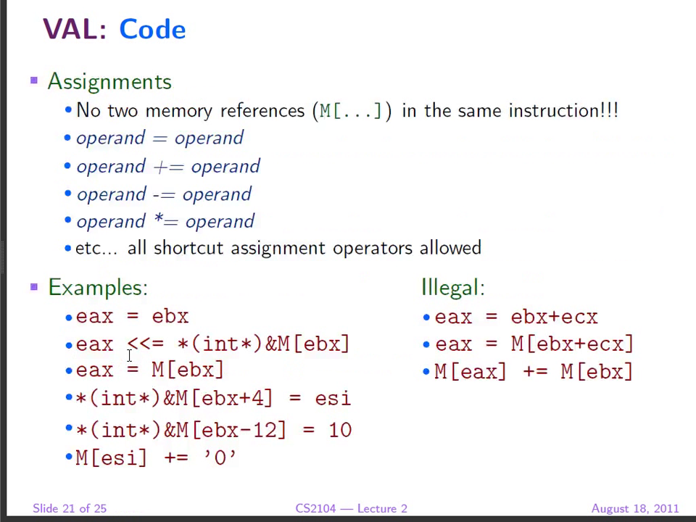Okay, so these are examples of correct assignments. EX equals EBX, EX shift left memory operand, EAX equals MEBX. Even though this is an integer, you can assign less. And so on. So we can place an integer in memory. We can add some address. We can place an integer, 10, in memory. We can add the digit 0 to a memory element. These are illegal. As soon as we have three addresses, we get illegal instructions. So again, this is a restriction. Only limited types of assignments are allowed.